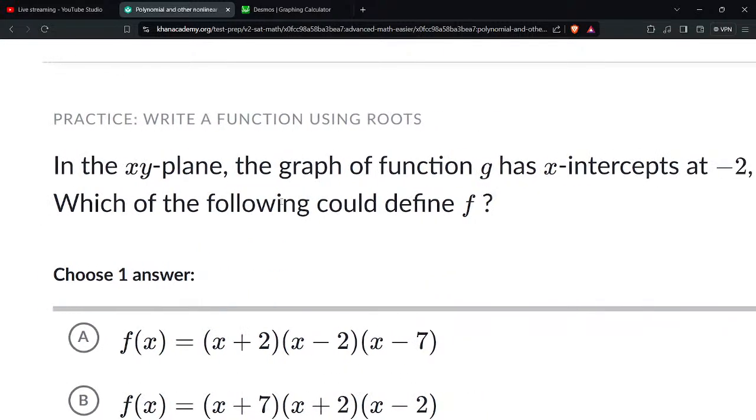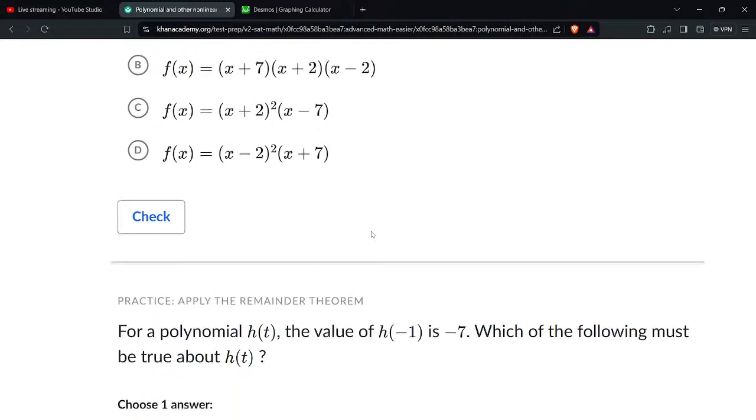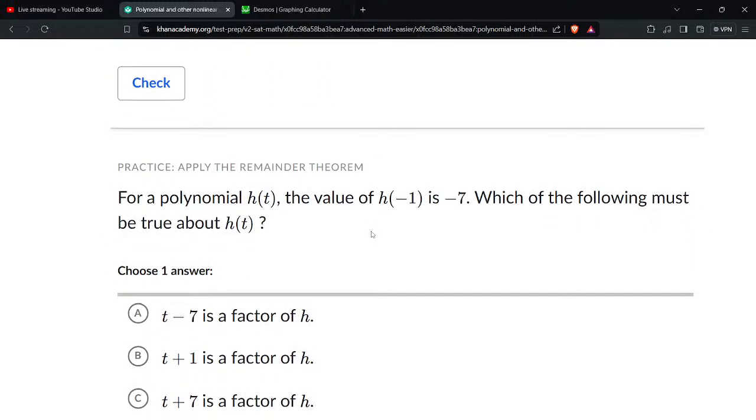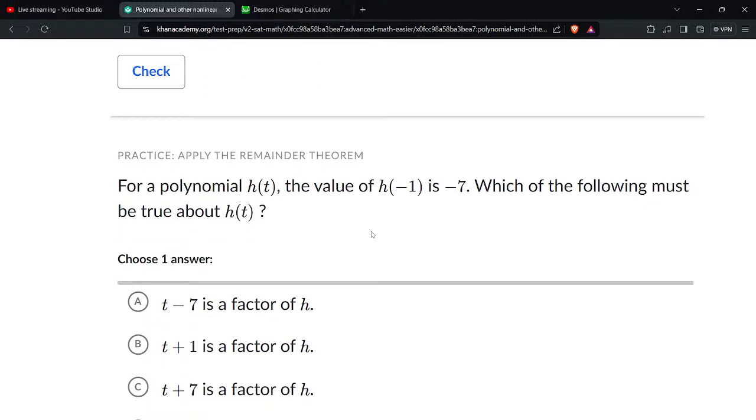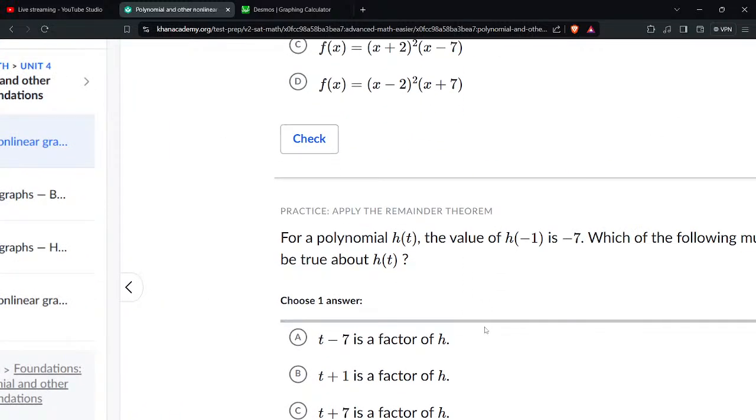In the xy plane, the graph of the function, blah blah blah, we're going to find x. This is easy, I'm not doing it. Let's see, the value of x minus 1 is minus 7. For the draw, let's do.